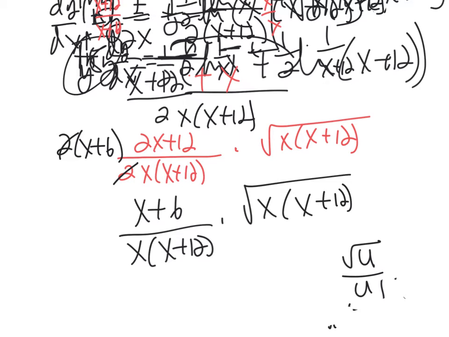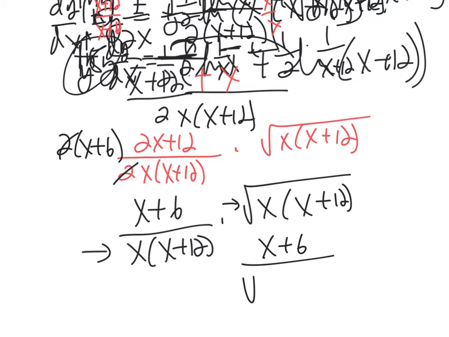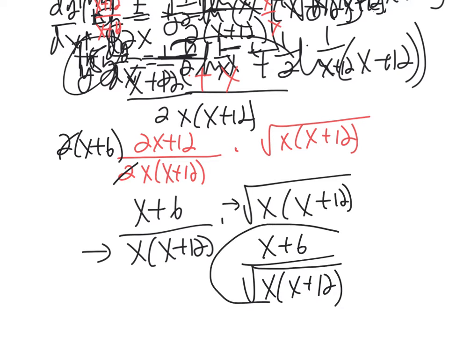Okay, let me see. Can I delete just that? Yes, I can. Okay, so if we have this is to the first power, this is the 1/2 power, that's going to leave me x plus 6 in the numerator and the square root of x times x plus 12 in the denominator. And that is what my math lab took for an answer. Okay, so that's one that I found troublesome.